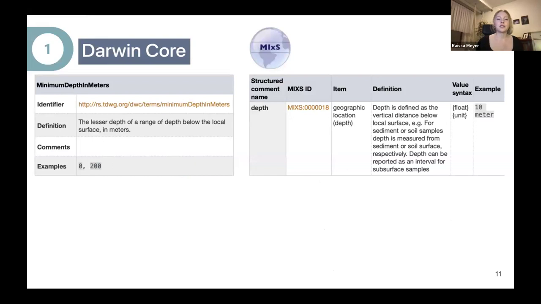I thought the best way to showcase how we used the SSSOM framework was to talk you through one of the mappings. In this case, it's about how the different standards, in our case Darwin Core and MIxS, talk about depth measurements. You may know that Darwin Core has a whole bunch of terms that address depth, but in this case, I'm only focusing on one of those terms, which is minimum depth in meters. And then on the other standard side, it's just depth.